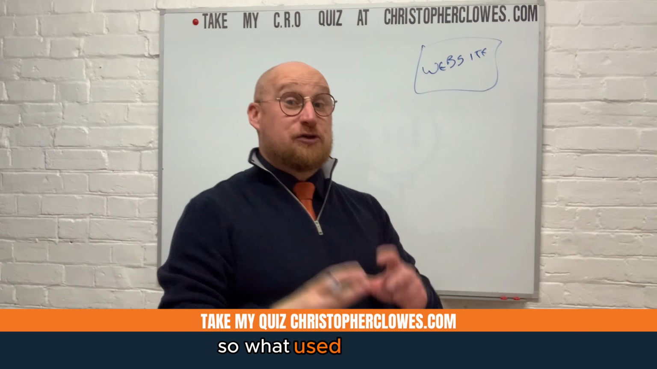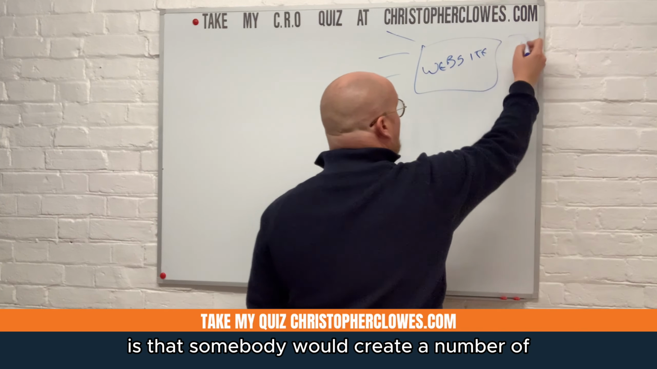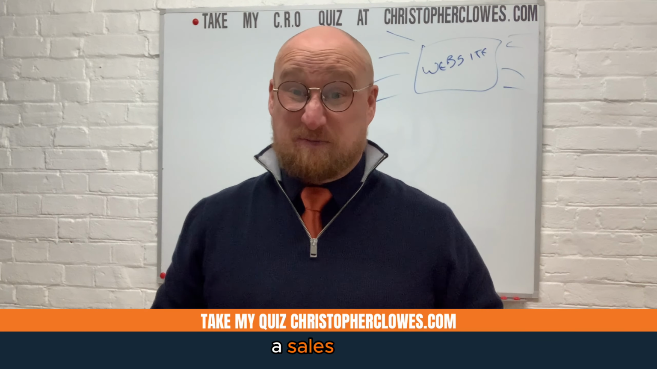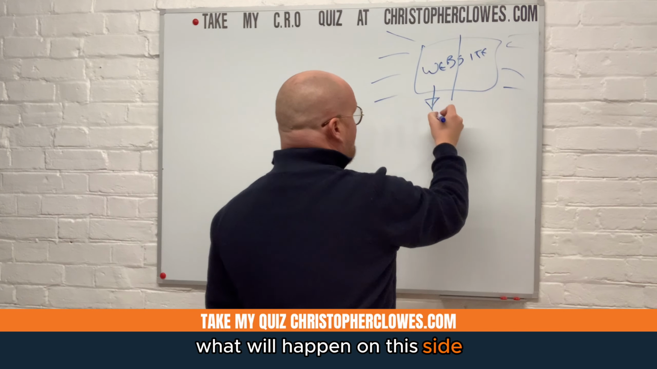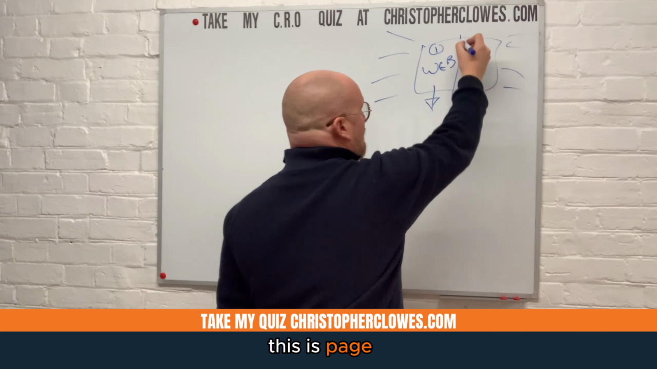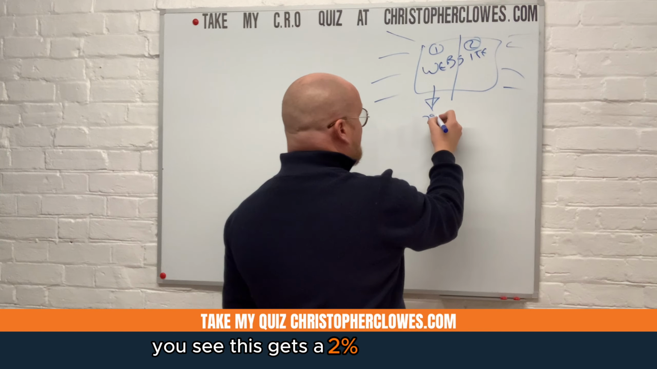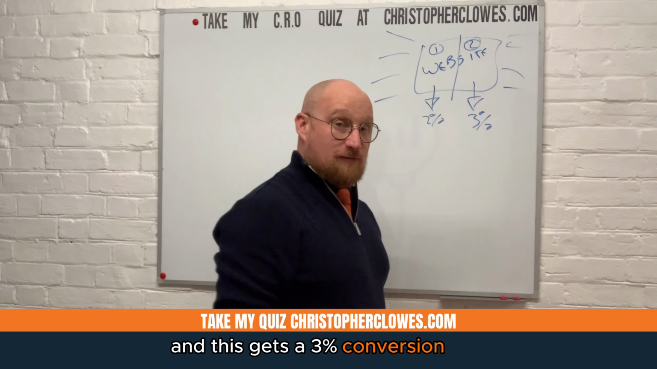What used to happen in the good old days of marketing without AI is that somebody would create a number of adverts to push to the website, a landing page, a sales page, if you will. And what will happen is that we split that into two. This is page 1, this is page 2. That's A/B testing. You'd see this gets a 2% conversion rate and this gets a 3% conversion rate.